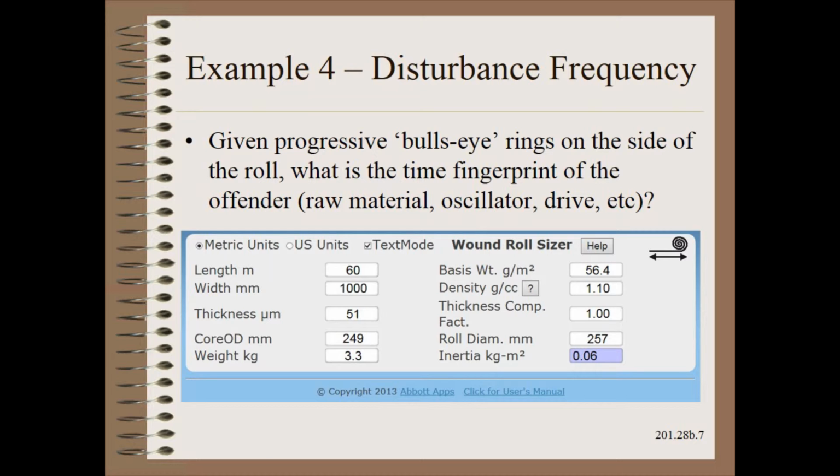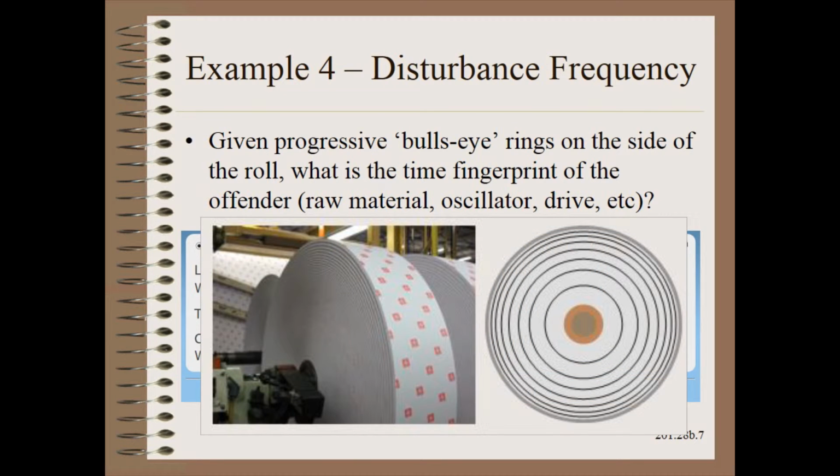As we learned in the winding sections of Web 101, almost anything you screw up will show up on the side of the wound rolls. Sometimes this will show as a progressive bullseye pattern as shown here. Perhaps surprisingly, whatever caused this defect was upstream of the windup and had nothing to do with winding per se. This pattern could be caused by the raw material, an oscillator, or a drive as some common examples. What we want to know is the characteristic frequency or time or length of the disturbance. You can think of this as the fingerprint of the offender.